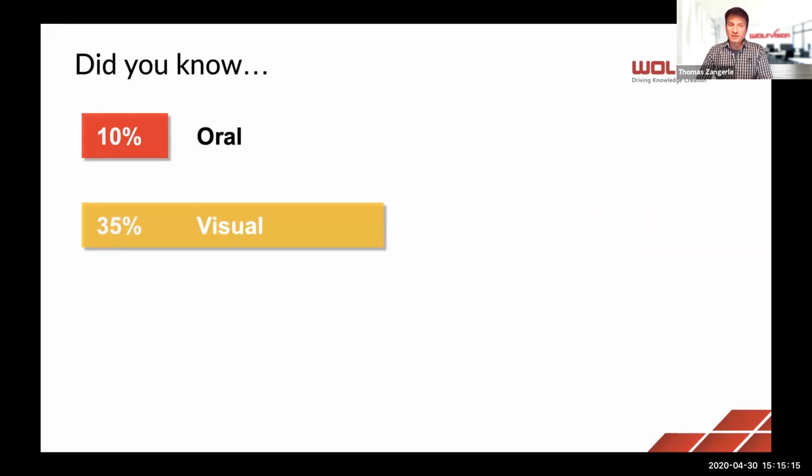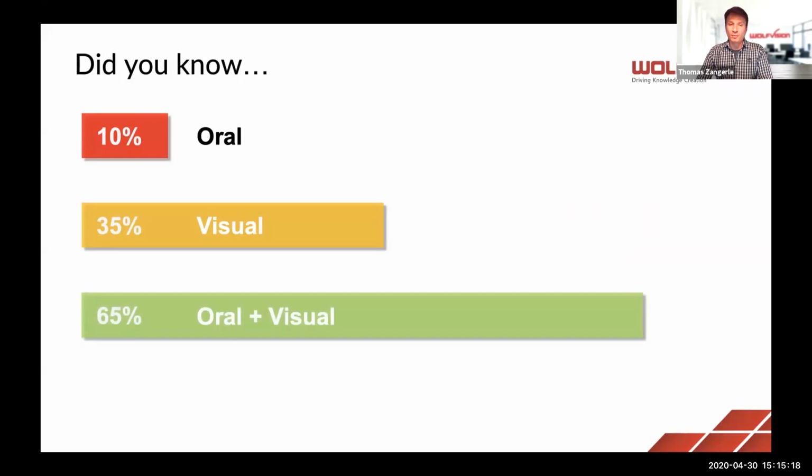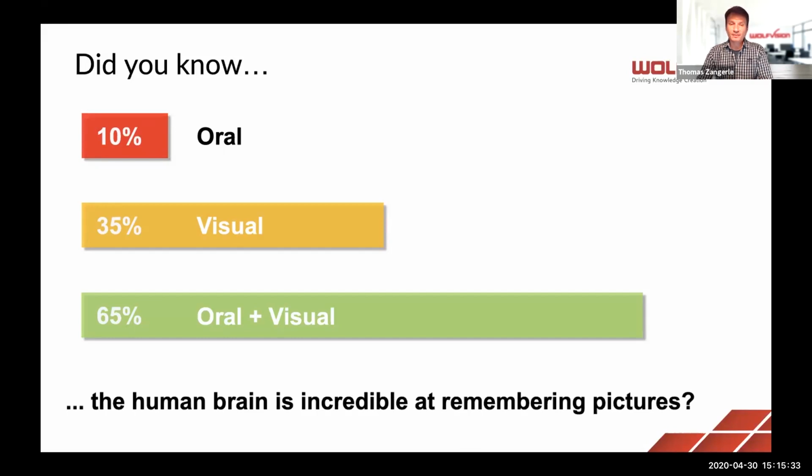But the most astonishing thing is the result of combining the two, and this is really impressive. When information is simultaneously presented orally and visually, recall shoots up to nearly 65%. And the most impressive thing for me is that even a year later, you get a 63% accuracy in how you can recall information.